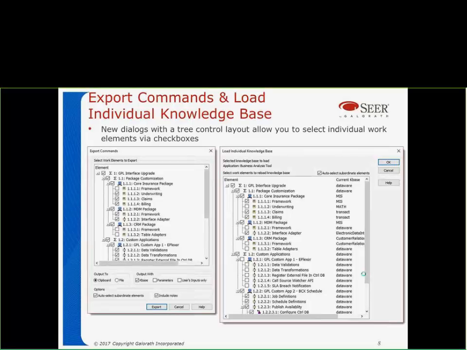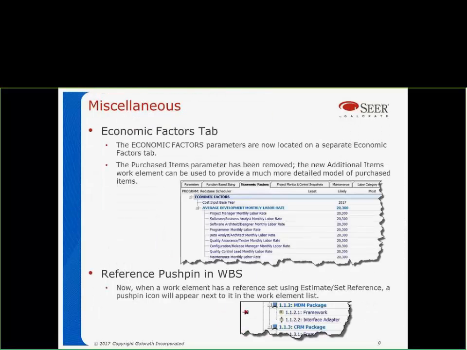The other one, again, has a similar look, which is the load individual knowledge base. This is not too dissimilar to the change parameters in multiple elements, where you pick the parameters you want to change, and then you pick the elements that you want to apply it to. Same idea, but this is for changing a knowledge base. So you pick the knowledge base, the category in the knowledge base, and then this gives you the option to pick which elements to apply it to. Just things to make it easier, particularly when working with large estimates.